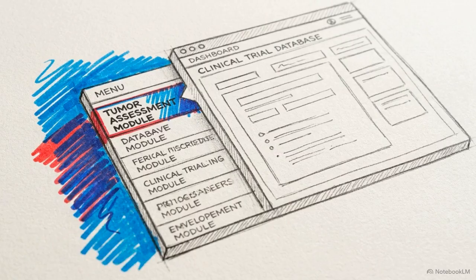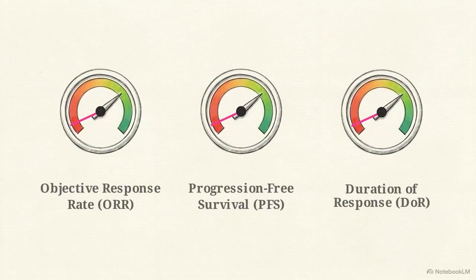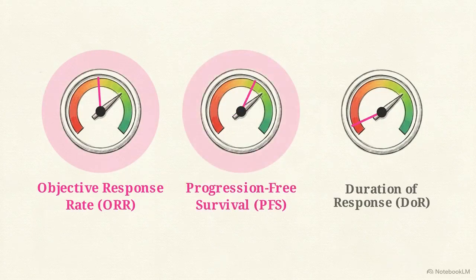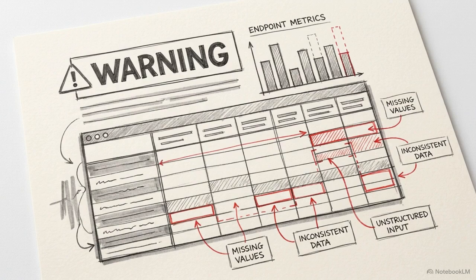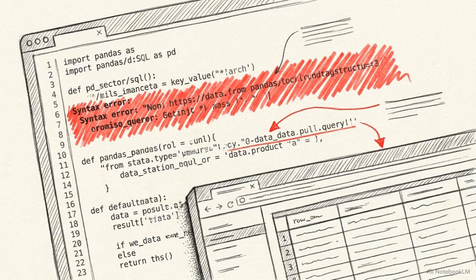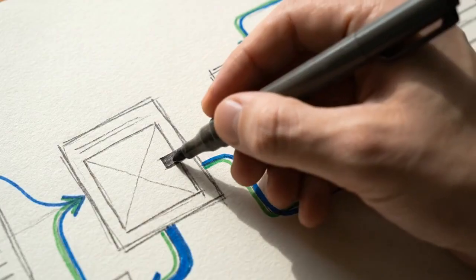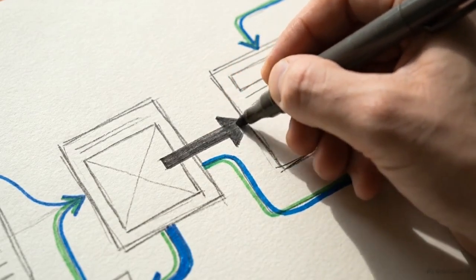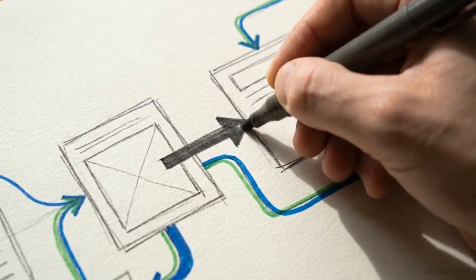Tumor assessment is more than a standard data collection module. The data you structure here directly calculates the objective response rate, progression-free survival, and duration of response. If your tumor data structure is weak, those endpoints are instantly at risk. No amount of downstream programming can patch a poorly designed tumor data flow. Before you place a single field onto an eCRF, you must understand the exact flow of RECIST 1.1.